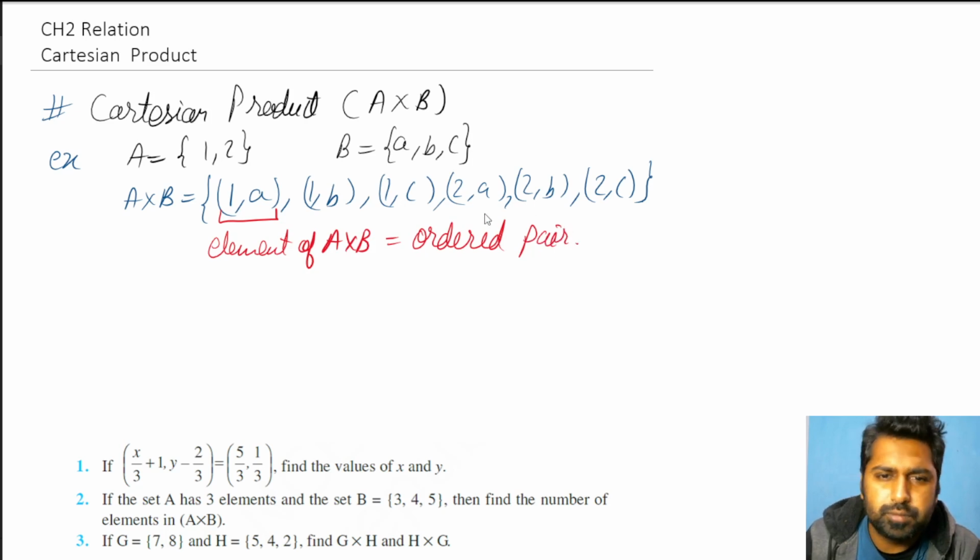You can see why it's called a pair: two things are there. And it's called ordered because it's in a definite order. First 1 is there, then a is there, because we are doing A cross B. So in an ordered pair, the first element will always belong to set A, and the second element will always belong to set B. So order does matter in this. I cannot write (a, 1); I have to write (1, a). Similarly, we can do B cross A also. Then we have to write elements of B first and A later.